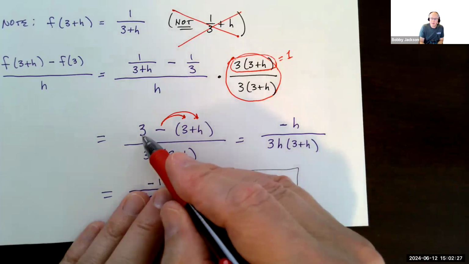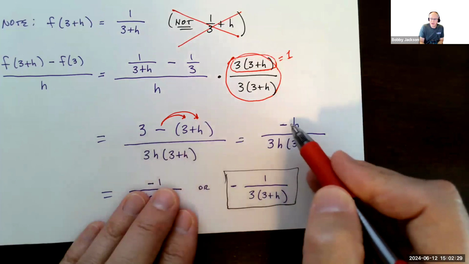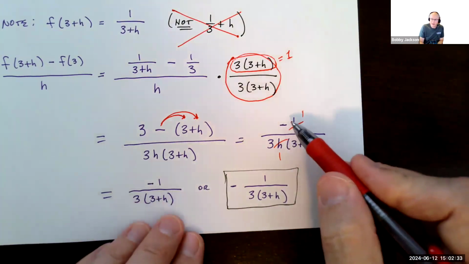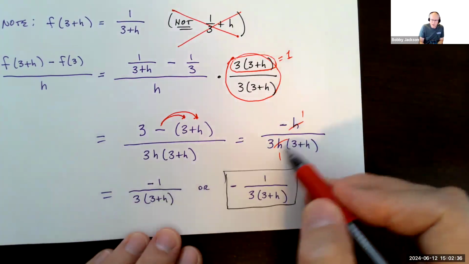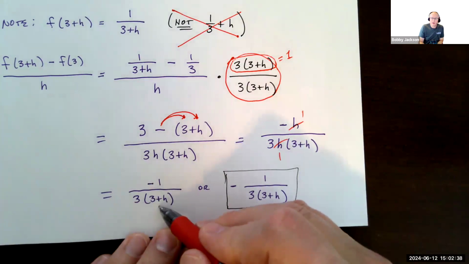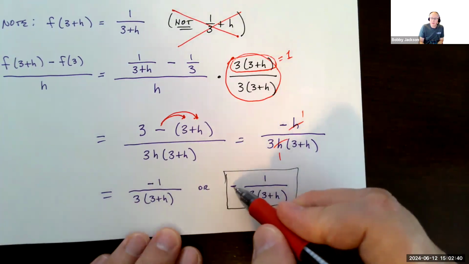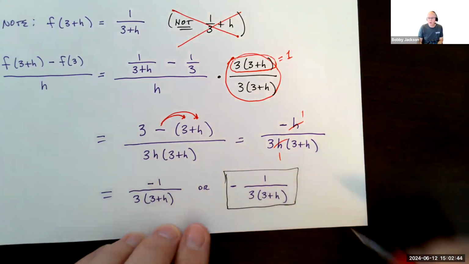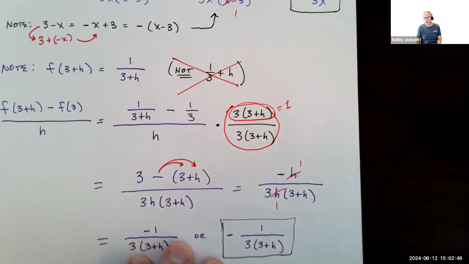Notice again, the top simplifies down to just -h, and now, right, I can cancel this common factor of h. So up top, I got -1, and the bottom, I have 3 times the quantity 3 plus h. Therefore, a negative divided by positive, we can write this as -1 over the quantity 3 times 3 plus h.